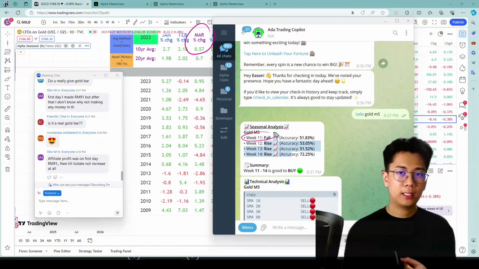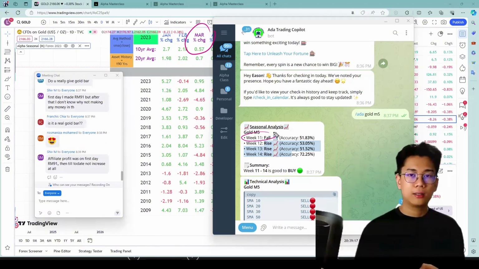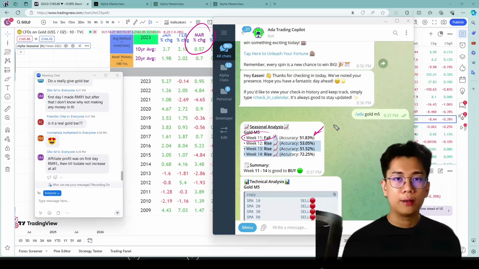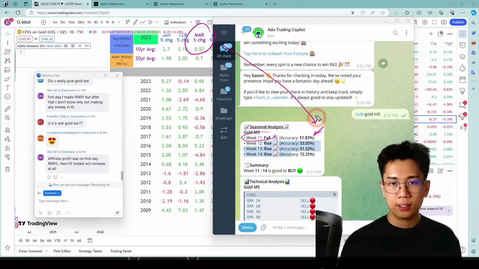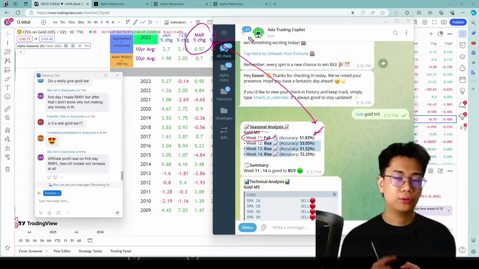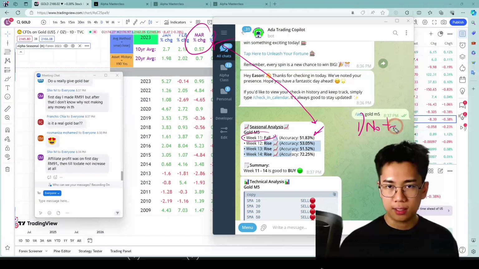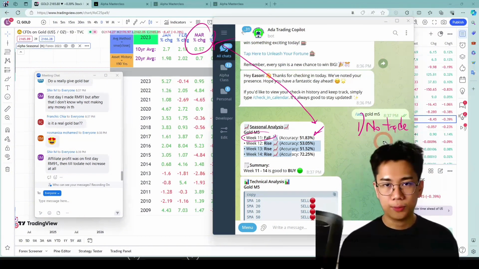Number one, when you see that there's a conflict, you choose not to trade. Why? Because there's a conflict. Chances are the market may go against you. Second, you look forward.